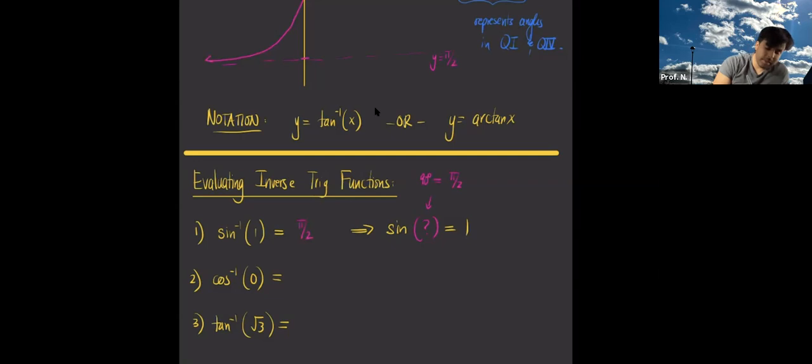Cosine inverse of 0 is, I don't know. Rewrite this using the original cosine function. So cosine of the given missing angle has to give me 0. What angle for cosine gives me 0?